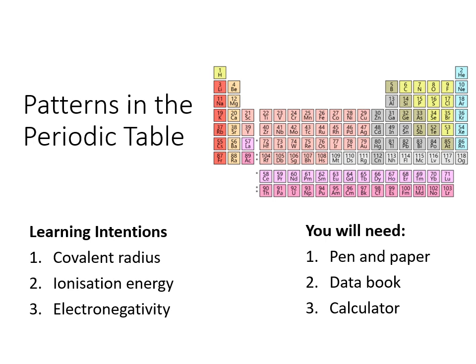So this is going to be our first lesson for the Higher course, and we're going to be looking at patterns in the periodic table. You're going to need the following: a pen and paper, your data book, and also a calculator. We're going to be looking at three patterns in the periodic table: covalent radius, ionisation energy, and also electronegativity.